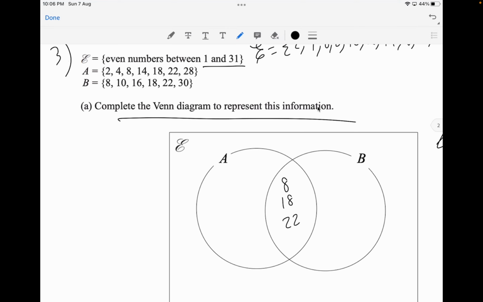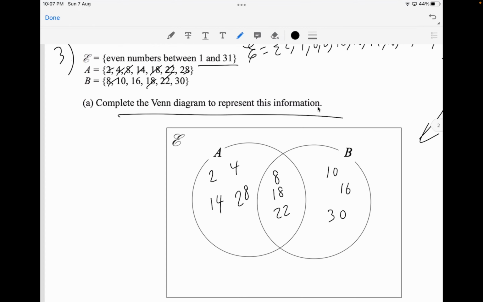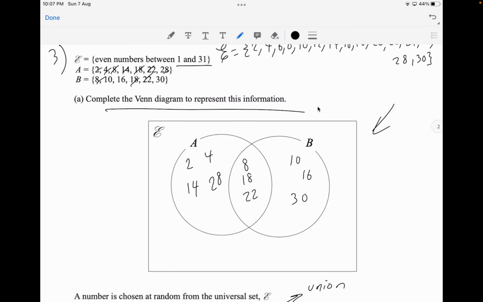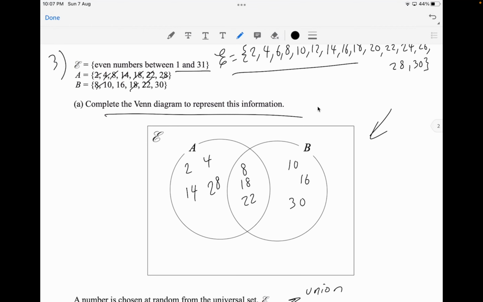Now what are you going to do? You're going to cross out these values since you have already used them. Now you're going to have 2, 4, 14, 28. So completely of A's values cut off. And you have 10, 16, 30 left in B's set. These are the values. Now we know that it's not left like this. We have certain values in the rectangular box itself. This is where the universal set comes in handy.